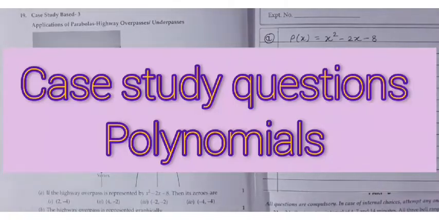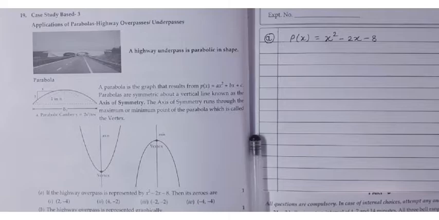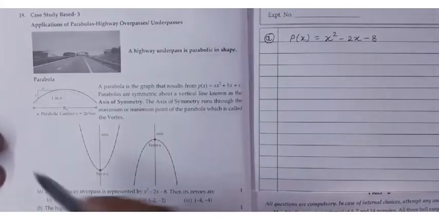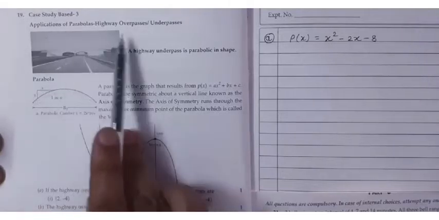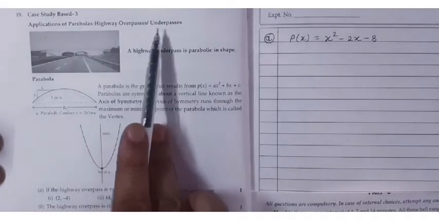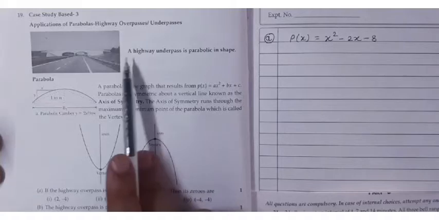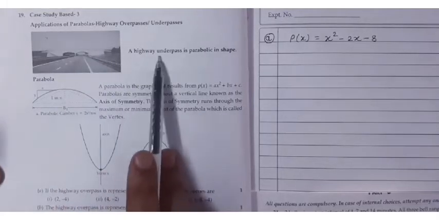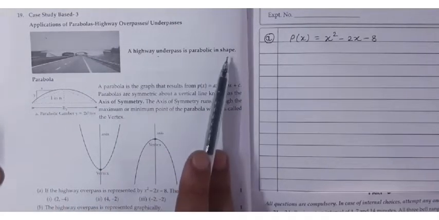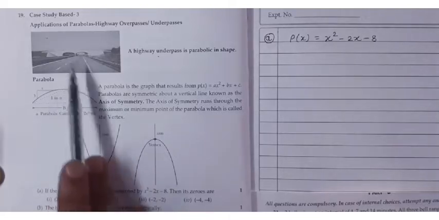Yes, hello students. Today we are going to start one more case study question. In this case study question, what is given? Application of parabolas, highway overpasses or underpasses. One figure is given to you, a highway underpass in a parabolic shape. Okay, this is the parabolic shape here.